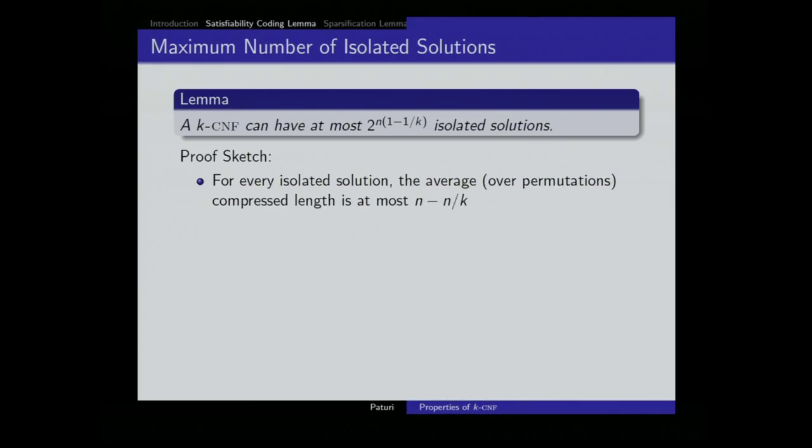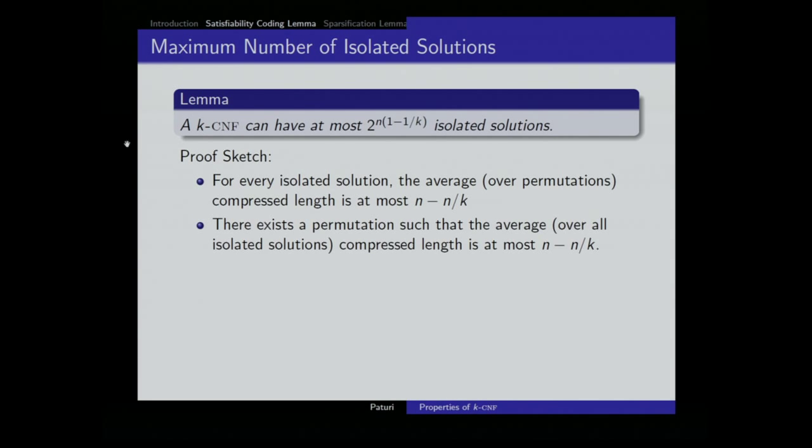So from this it easily follows. There are at most 2 to the n times 1 minus 1 over k solutions which are isolated, and so we know that the average compressed length is at most n minus n over k. Therefore there exists one permutation such that the average over all isolated solutions is still n minus n over k.